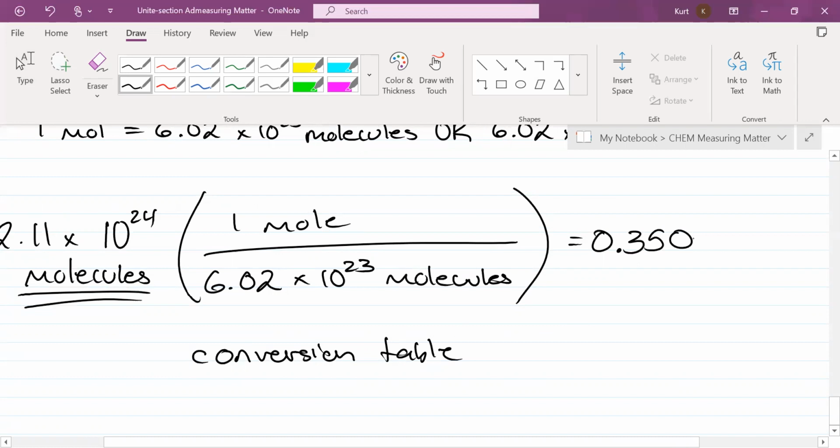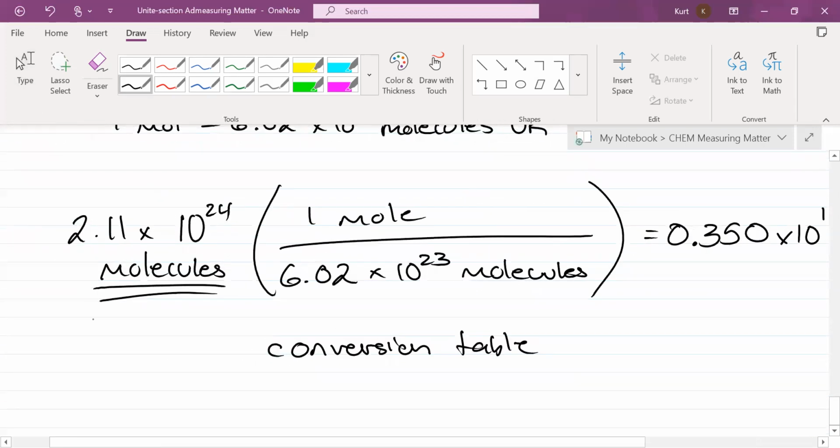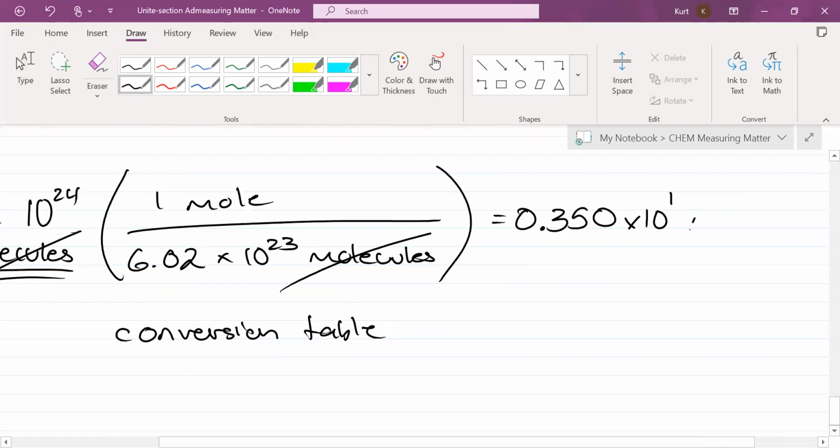Now, don't forget this part. Jade, what is 10 to the 24th, key part being 24, minus 23? 1. 24 minus 23 is 1. So 10 to the first. And what is our unit of measurement? Molecules canceled out. So what is left? Moles, that's right.